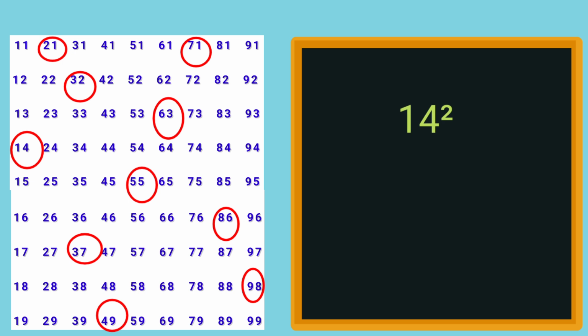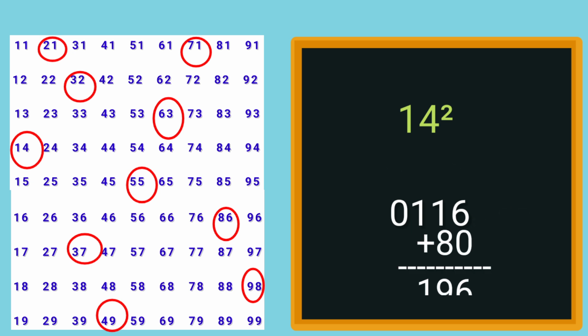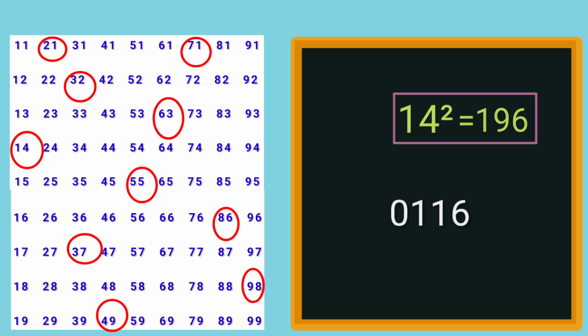Let us now find 14 square. First step will be to write squares of both digits. 1 square is 01, 4 square is 16. Next we will multiply the numbers seen, that is 1 into 4 into 2. 1 into 4 is 4, 4 2s are 8, and we will place 0 next to it. It becomes 80. We will add this to squares written below. 116 plus 80 gives us 196. So 14 square equals 196.